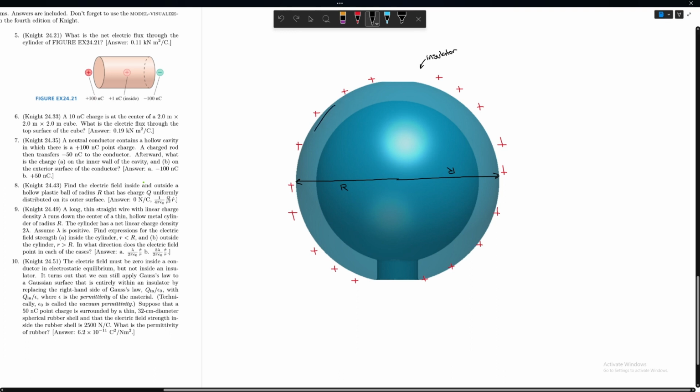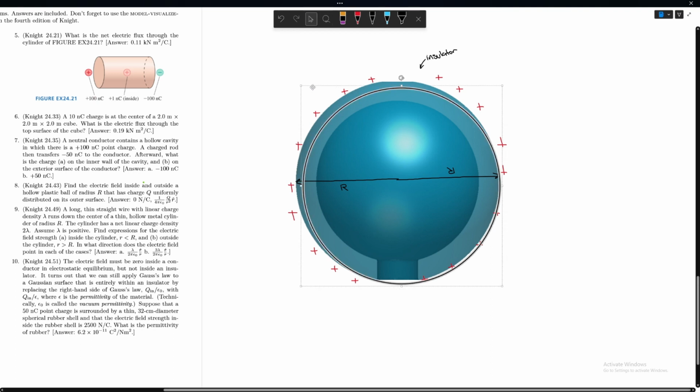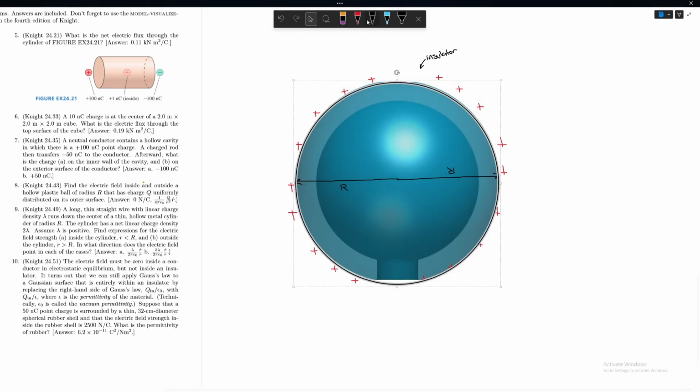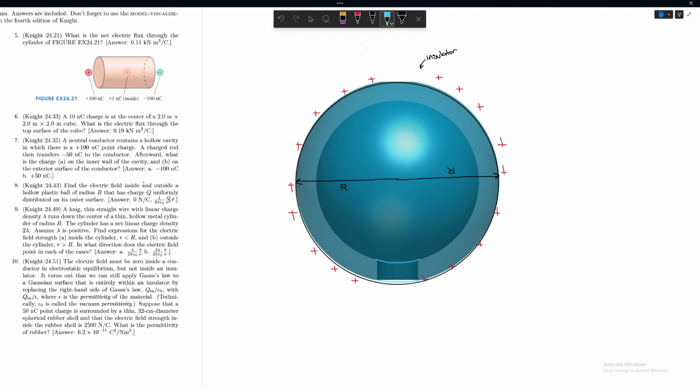If I go right here, remember how we said for an insulator, since the charges can't really move inside, even though it's hollow. By the way, for this part, imagine it just goes like this and continues, like there's no hole here. And so the inside is always E = 0. That will always be the case, even for an insulator, because things can't really move.